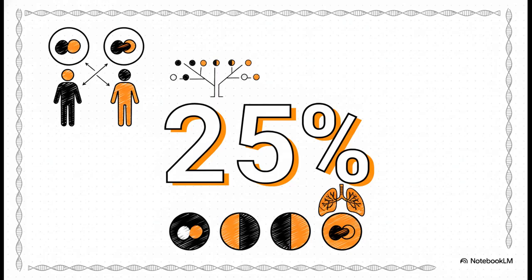Now let's talk about autosomal recessive. This gene is quiet, it's shy. You need 2 copies, one from each parent to actually have the disease. So if both parents are what we call carriers, meaning they have one copy of the gene but no symptoms, there's that classic 25% chance with every single pregnancy that the child will get the condition. Cystic fibrosis is a perfect example of this.